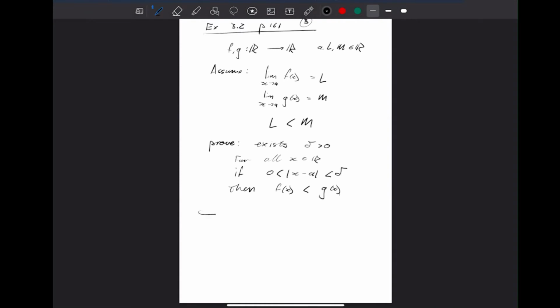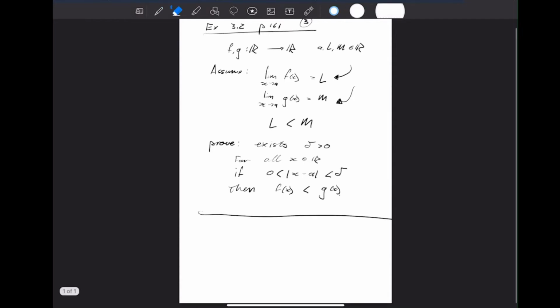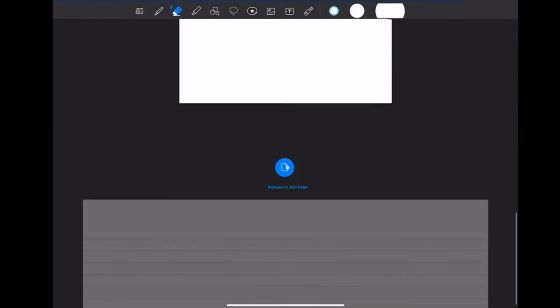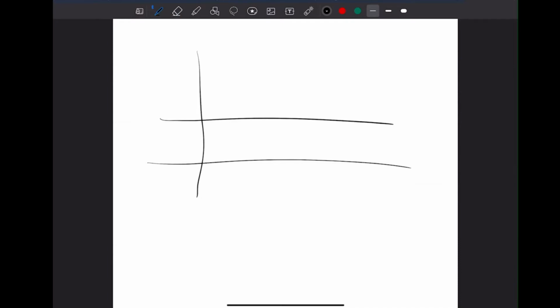Okay. So what do we have to do? We have to somehow construct such a delta which does that. And how will we do that? We will use our definitions. Okay, so before we start, let us just get an intuitive picture of what is going on here.